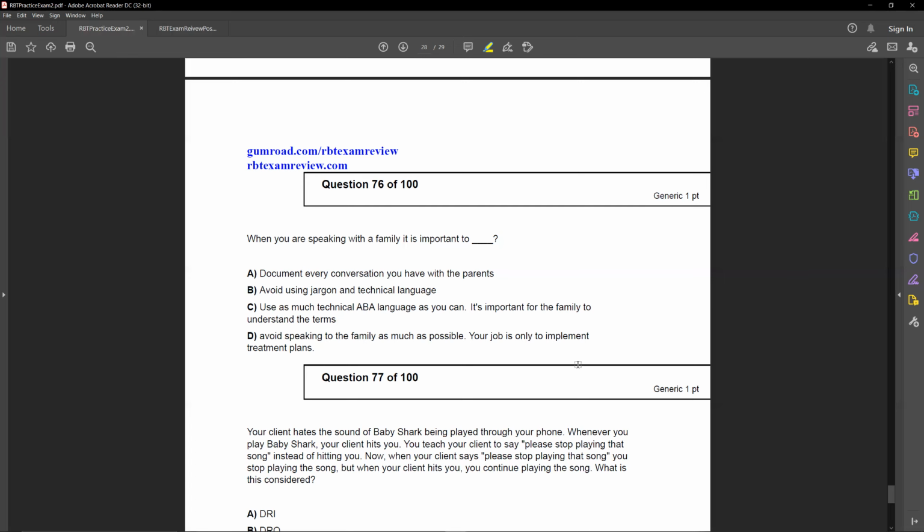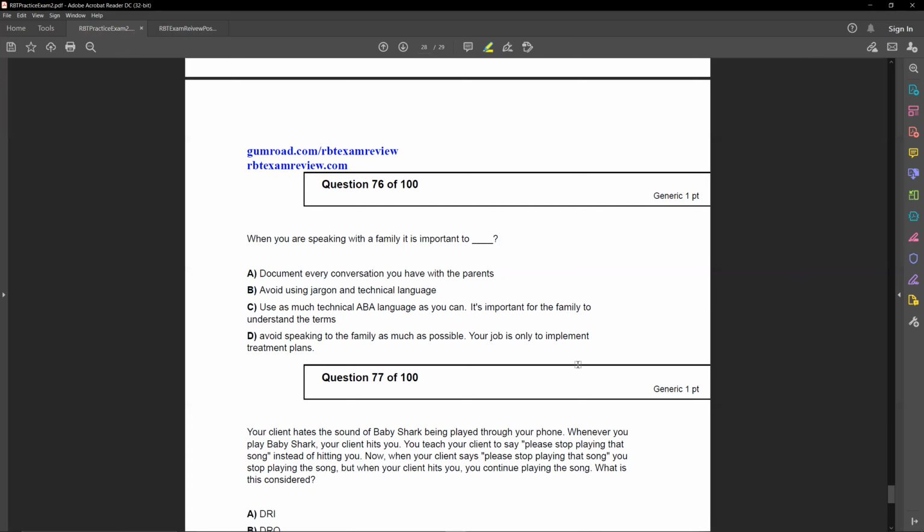B, avoid using jargon and technical language. Yeah, this is pretty good, right? When you're talking with the family, you have to remember they're not trained in ABA, right? They're not RBTs, they're not technicians. So you can't use the same language that we use, okay, when talking with each other.